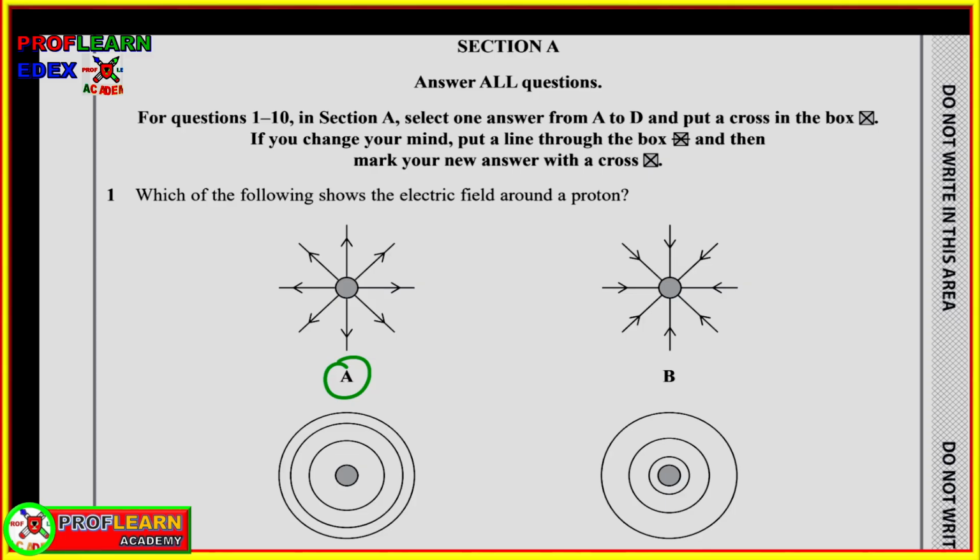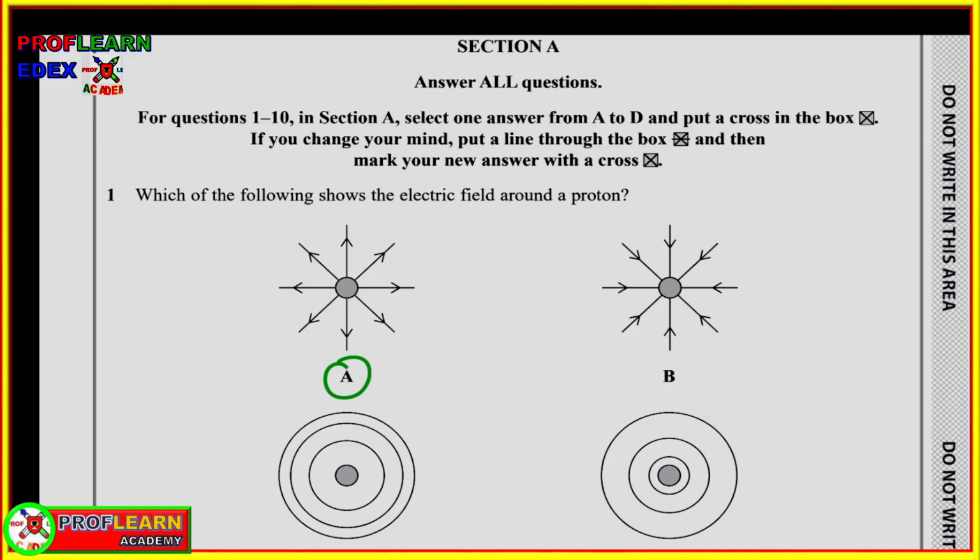So we are going to look at this paper whereby we are going through Unit 4 Physics, IAL Edexcel. The first question, students were asked to state which of the following shows the electric field around a proton.